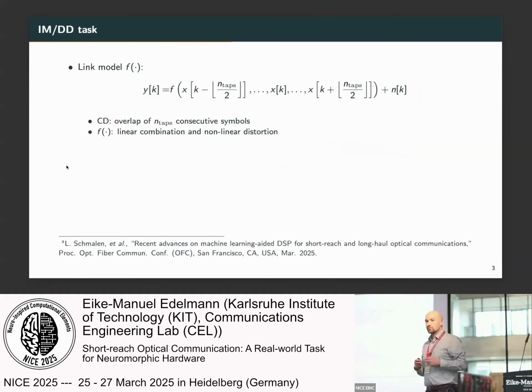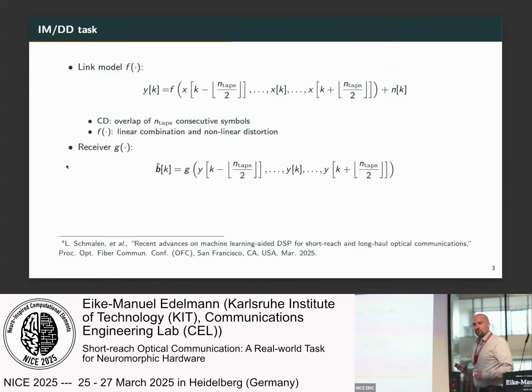So the IMDD task we can model by this small equation. It's a really simple model. The kth received sample, y_k, we can model based on the kth transmit symbol and the n-taps neighboring symbols. So we have the smearing in time, and that means all the neighboring symbols somehow contribute to our received sample. And then we have an arbitrary function f, which is just a linear combination of all those transmit symbols, and also the nonlinear distortion. And we have the AWGN, which we just add.